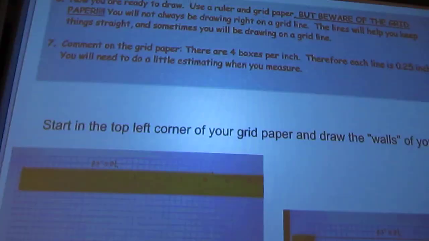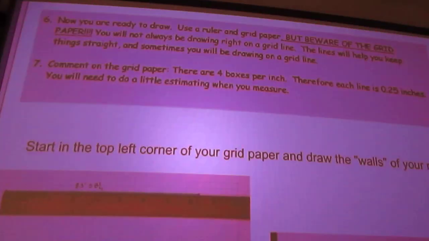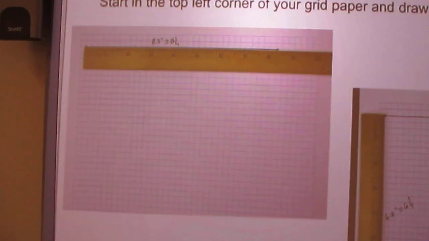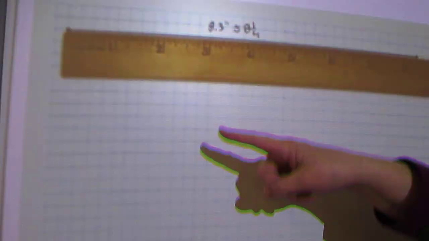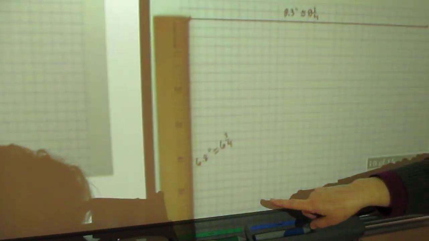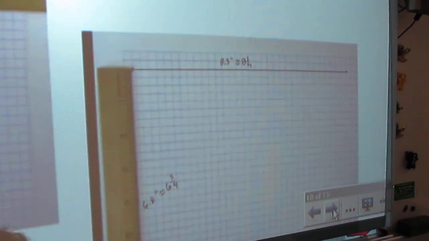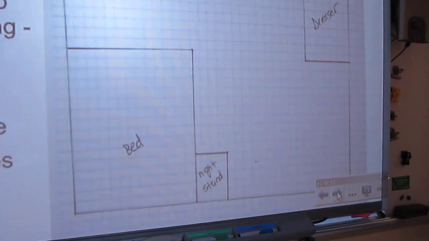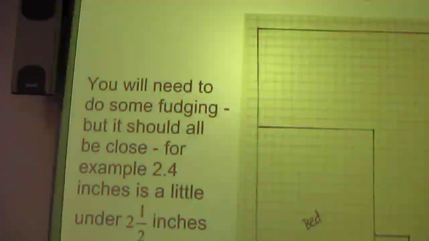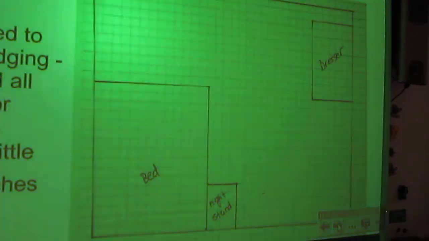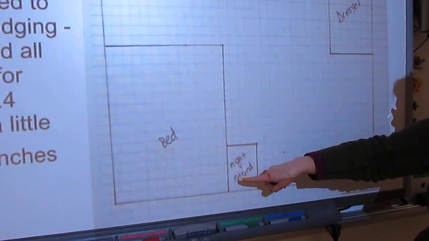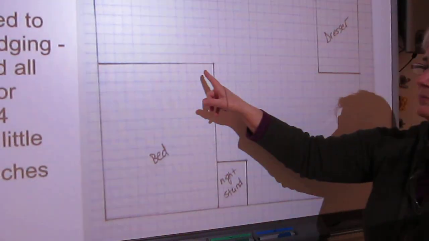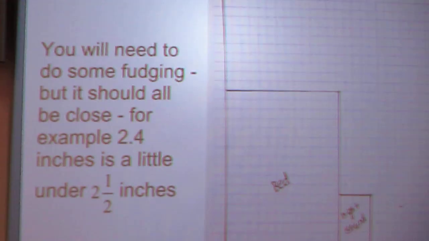Now, I'm ready to draw. So I'm going to start in the top left corner of my grid paper, making sure that the long side of the grid goes with the long side of the bedroom. And the short side of the grid paper is going to go with the short side of the bedroom. And then I put in my different items. In my example, I've got a dresser, a nightstand, and the bed. In my drawing, I'm using all the measurements from that 4th column. Okay? I might have to fudge a little bit.